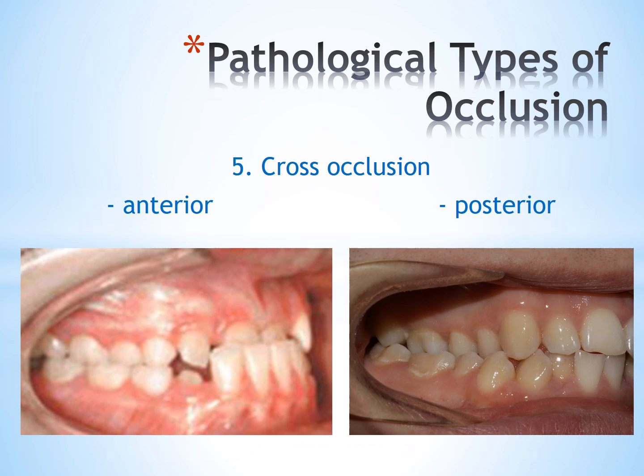And cross bite or cross occlusion, anterior and posterior. What does cross bite mean? Cross bite means the opposite situation to the normal correlation between upper and lower frontal teeth, or upper and lower buccal teeth.